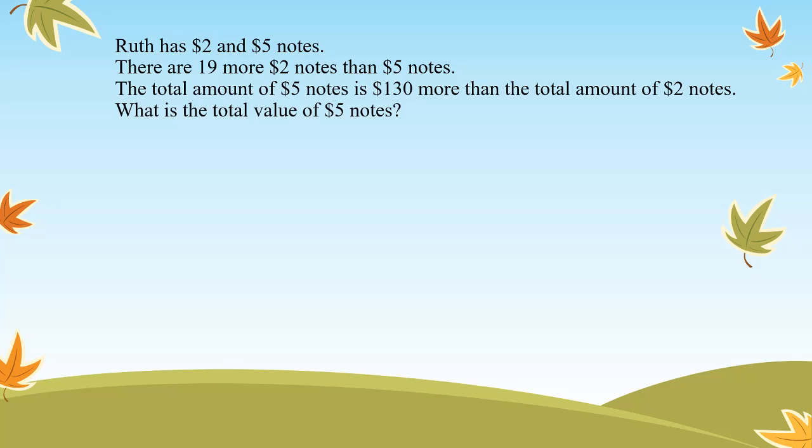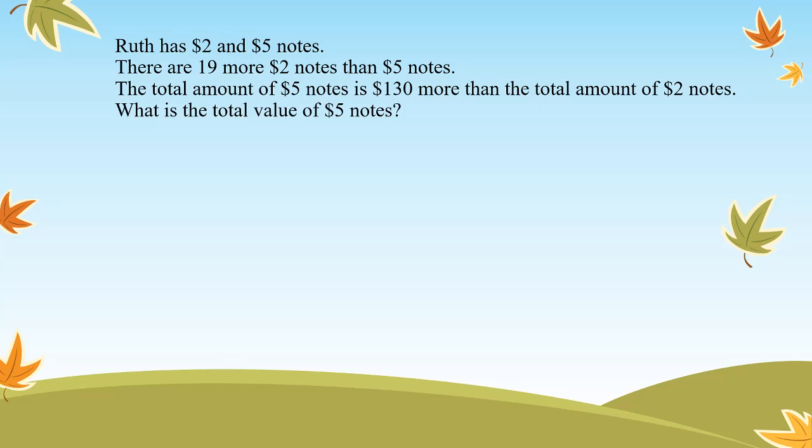Now, at first glance, your child, or you, or even myself, we will guess and check, because there are two types of things with numbers: you have the total amount and you have the number. But this one, they did not give you the total number of notes. There's no total number of $2 and $5 notes. So the combinations are actually limitless.